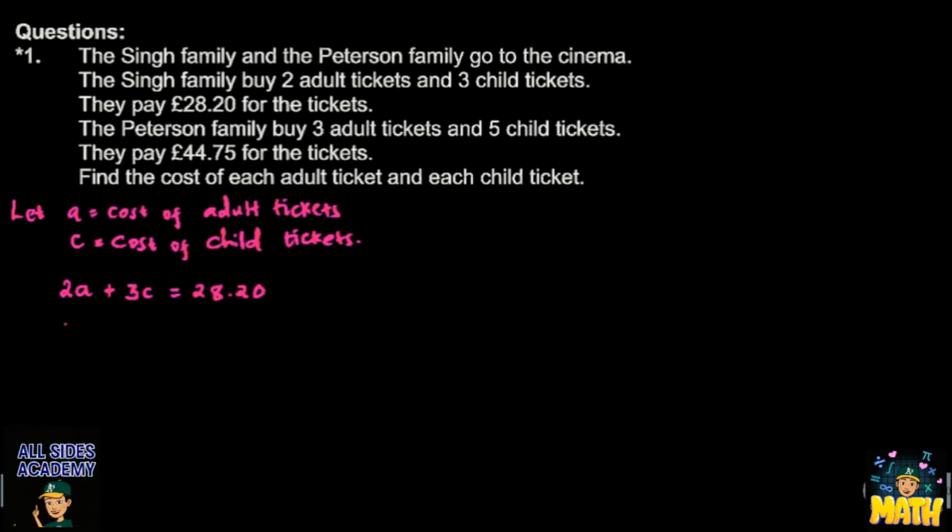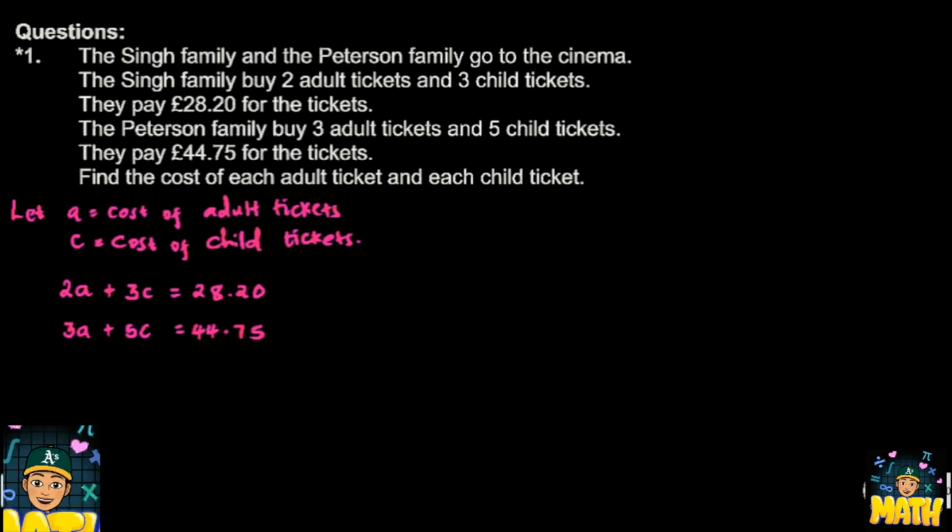And then the second family is 3 for the adults and then 5 for the child tickets. And that gives a total of 44.75. Now, I want to solve this simultaneous equation using elimination. So in elimination, I'm going to eliminate one of the letters and then use the remaining letter to find the solution. So in this case, we are going to eliminate the letter A.